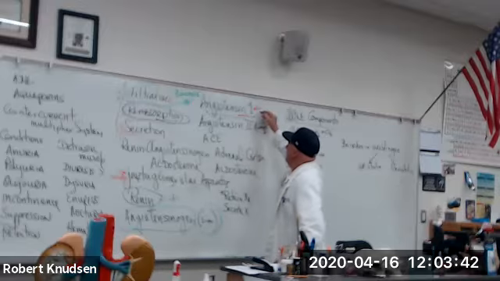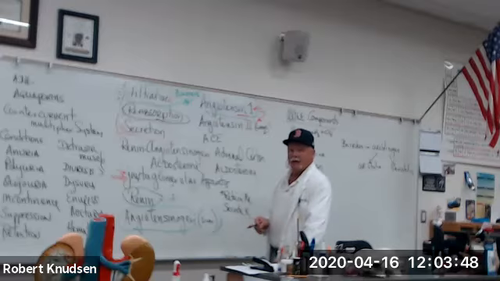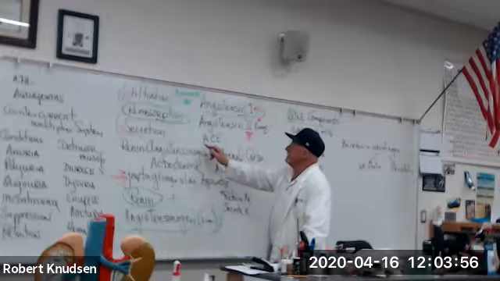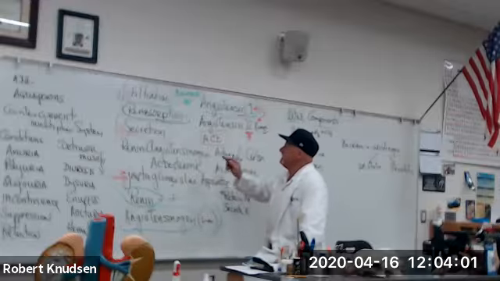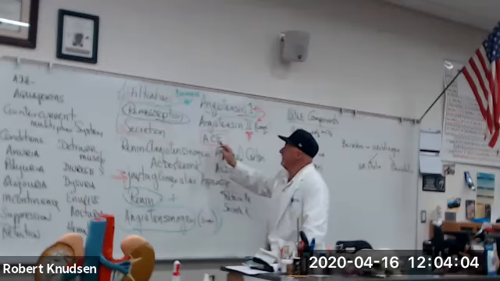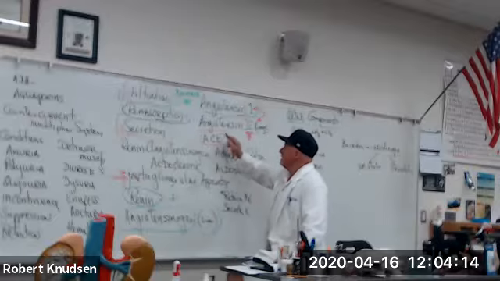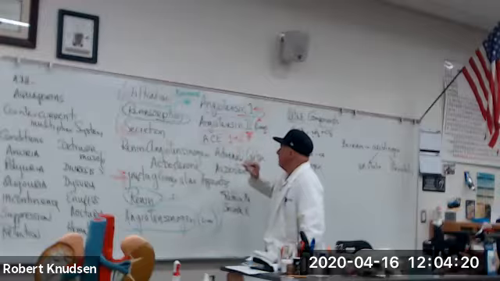Angiotensin 1 then goes to the lungs in blood, and there's an enzyme in the lungs that takes angiotensin 1 and makes it angiotensin 2. That enzyme is called ACE. You may have heard of this with the coronavirus. ACE stands for angiotensin converting enzyme. ACE: angiotensin, A, C, converting, E, enzyme. It causes angiotensin 1 to become angiotensin 2.